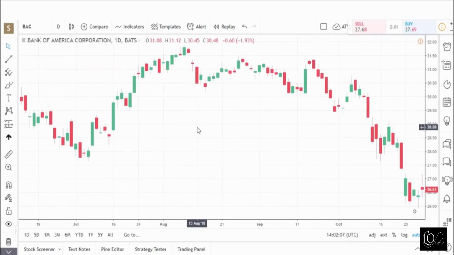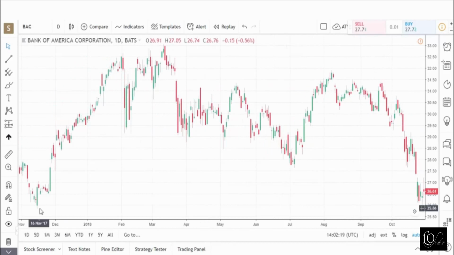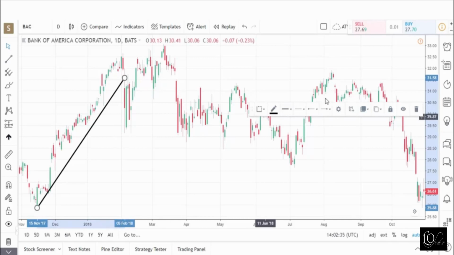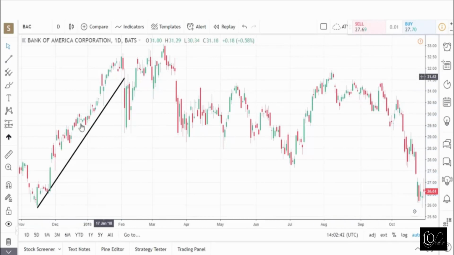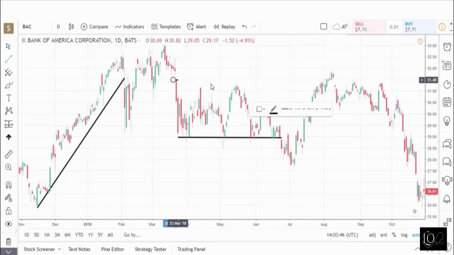Now let's take a look, again using Bank of America. I'm going to zoom in, and we'll look at some trends in the stock. At the beginning of this chart now, in November of 2017, we have an uptrend in the stock. I'm going to draw a trend line here. So we have the stock moving up in an uptrend. Then the stock moves in a consolidation pattern, and I'll draw a support line. And don't worry, we'll talk about support and resistance in our next video. And a resistance line here.